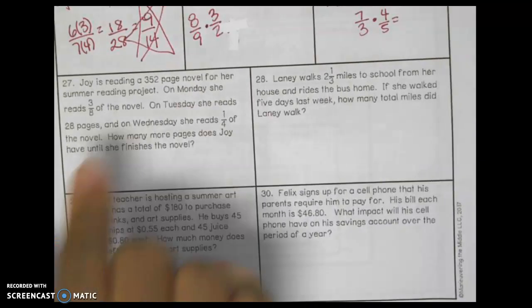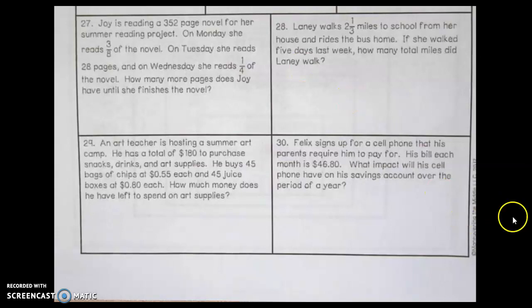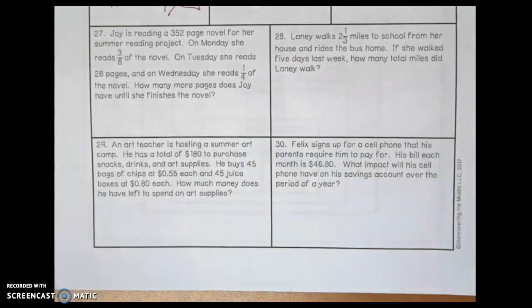Okay, we have Joy now. Joy is reading a 352-page novel for her summer reading project. On Monday, she reads 3/8 of the novel. And on Tuesday, she reads 28 pages. Wednesday, she reads a quarter of it.